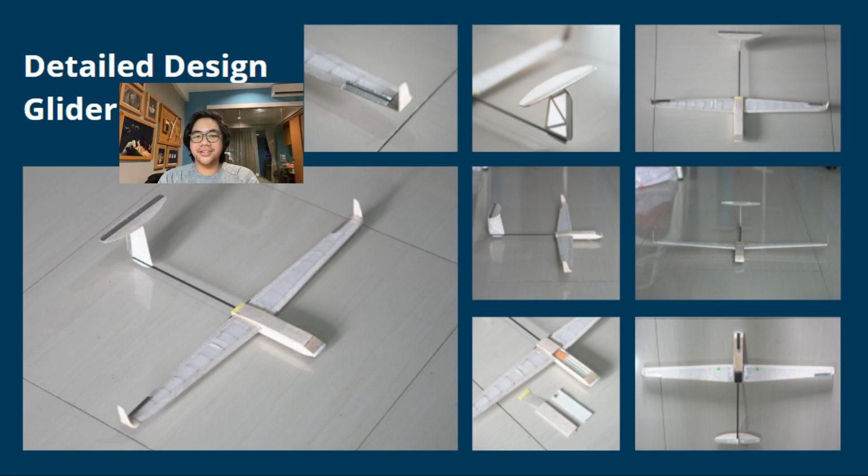Next, you're going to discuss the detailed design of the glider. Our glider has a wingspan of 58 centimeters and a length of 37 centimeters. Our glider features a T-tail empennage design, and on the tip of each wings, we have fitted a set of winglets. Our glider also has adjustable elevator, rudder, and aileron trim tabs, which can be used to counteract any instability.